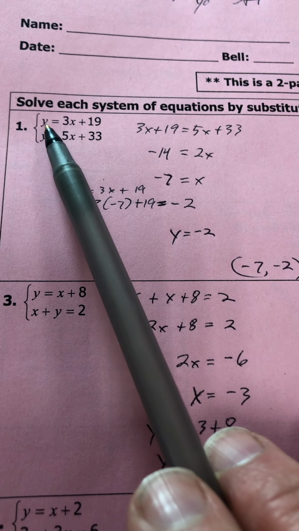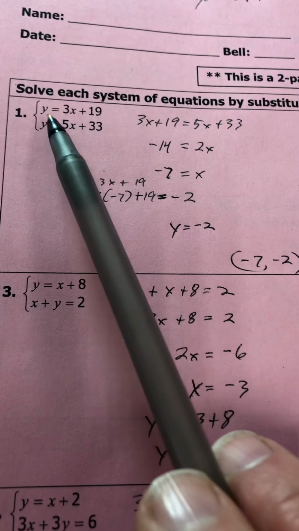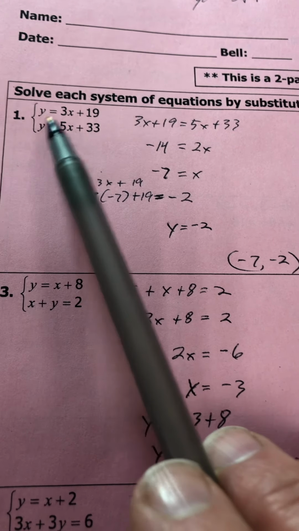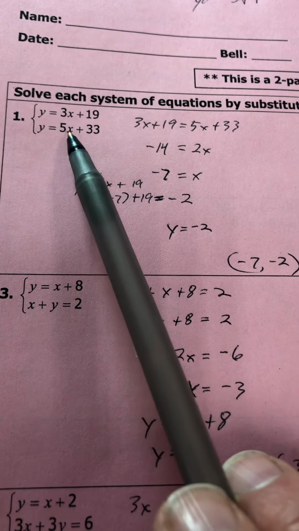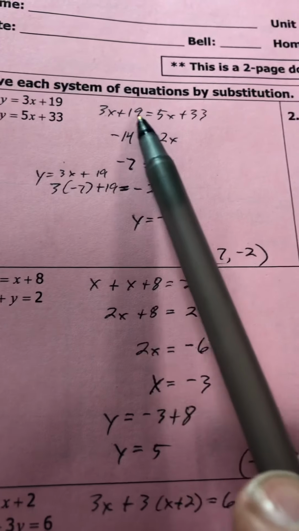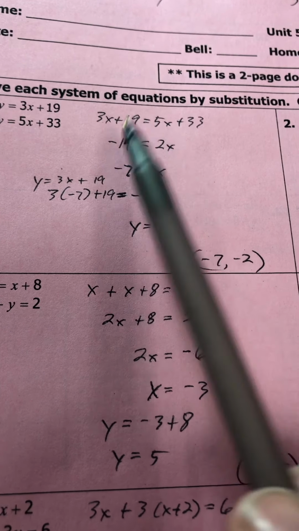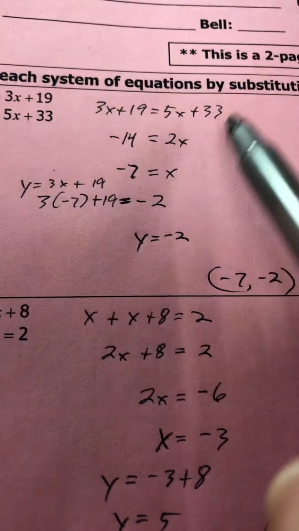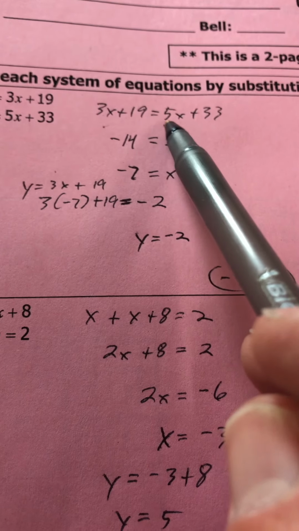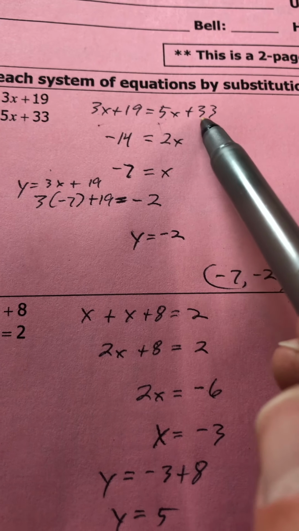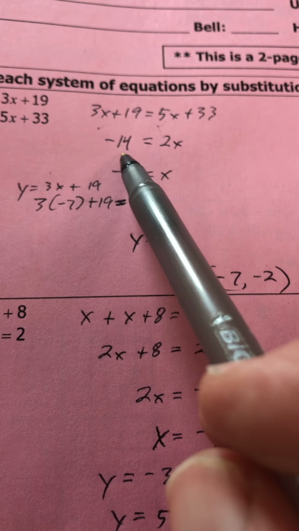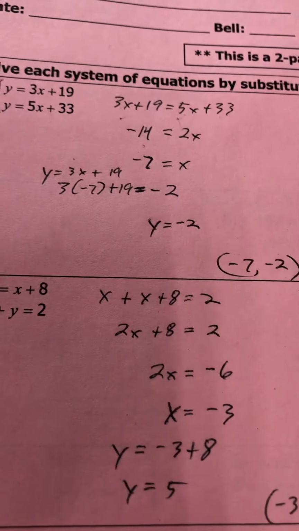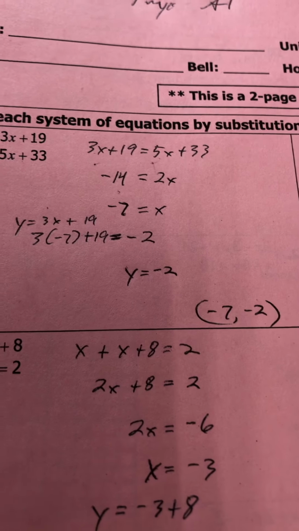I'm going to set these two equal to each other because y is equal to this and y is equal to that. So if y is equal to this and y is equal to that, these two things are going to be equal. So these two equations are going to be equal, and I'm just going to solve for x. So how did I do this? I subtracted 3x from both sides, and at the same time, I subtracted 33 from both sides, okay? I wanted to keep my x values positive. It just makes me feel better doing it that way.